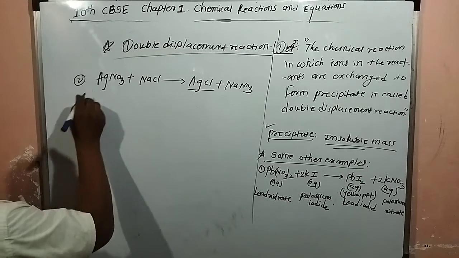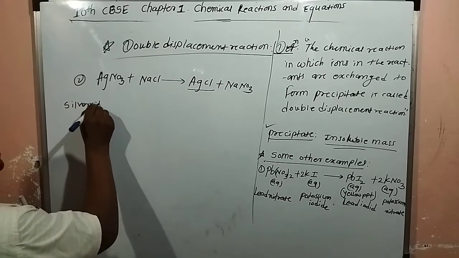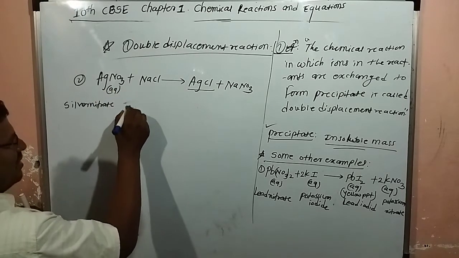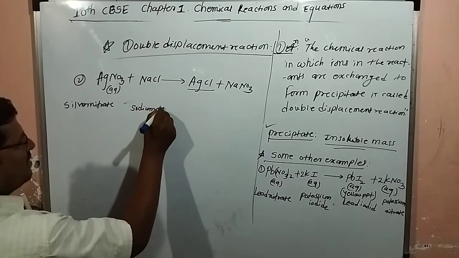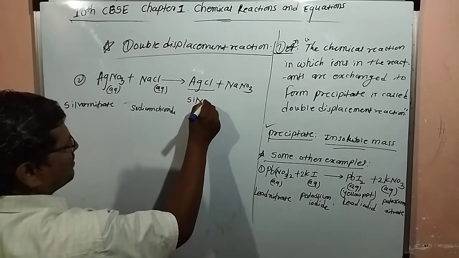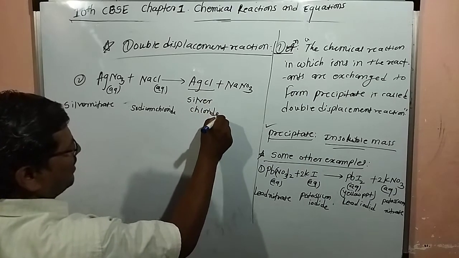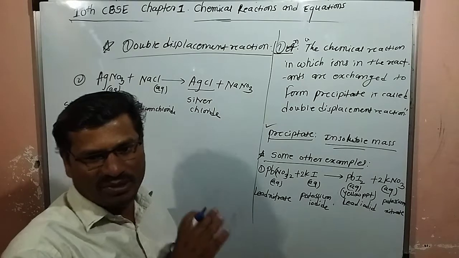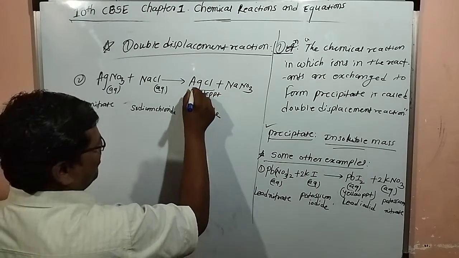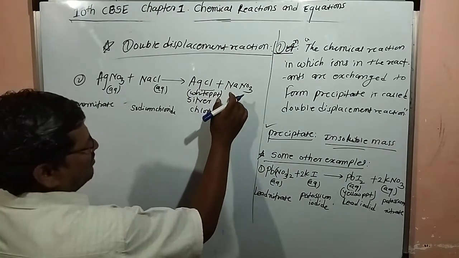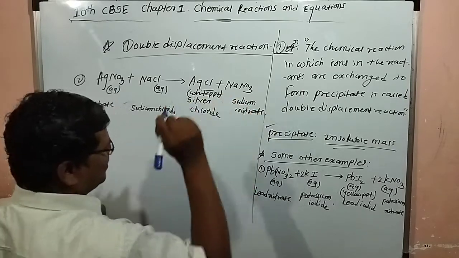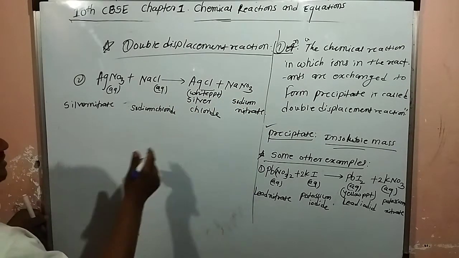So here the name is silver nitrate, aqueous, plus sodium chloride, aqueous, and here silver chloride, and the precipitate will be white. So a white PPT will be formed here. The color of the precipitate will be white, and the name of this compound is sodium nitrate. So this one is also a double displacement reaction.